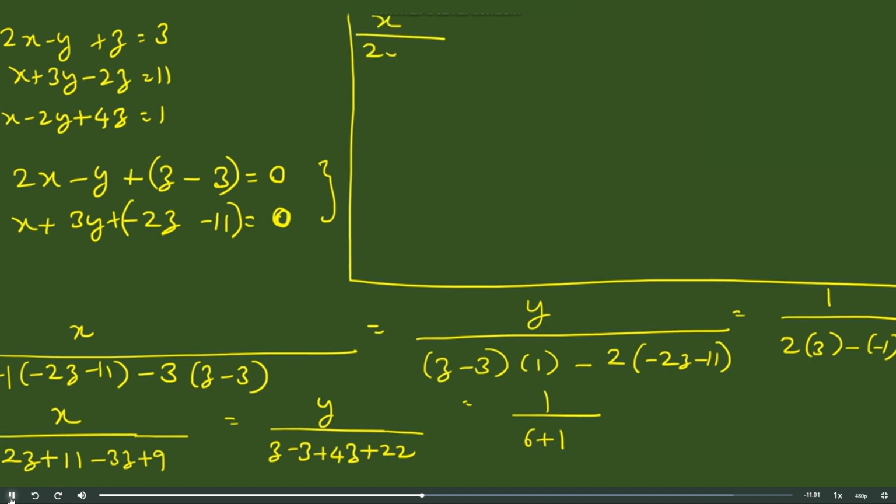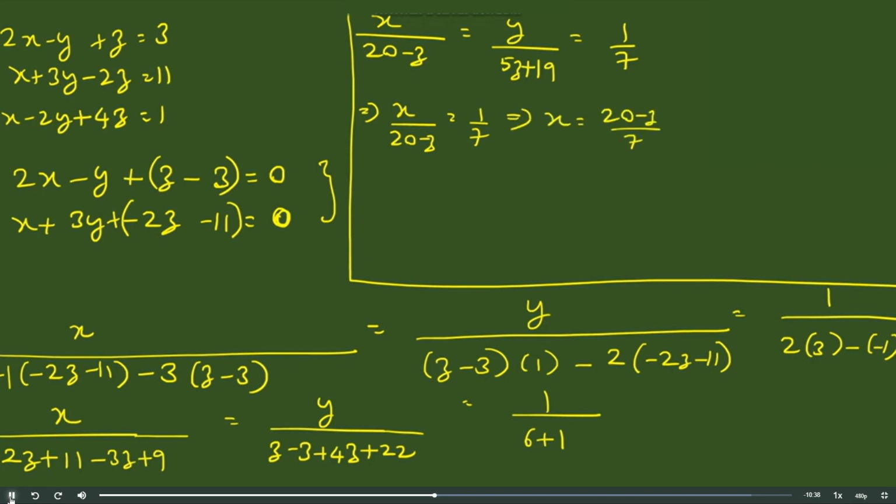x by 20 minus z is equal to y by 5z plus 19 is equal to 1 by 7. From this, x by 20 minus z is equal to 1 by 7, so x is equal to (20 minus z) by 7. Coming to y: (5z plus 19) by 7 equals 1 by 7, so y is equal to (5z plus 19) by 7.